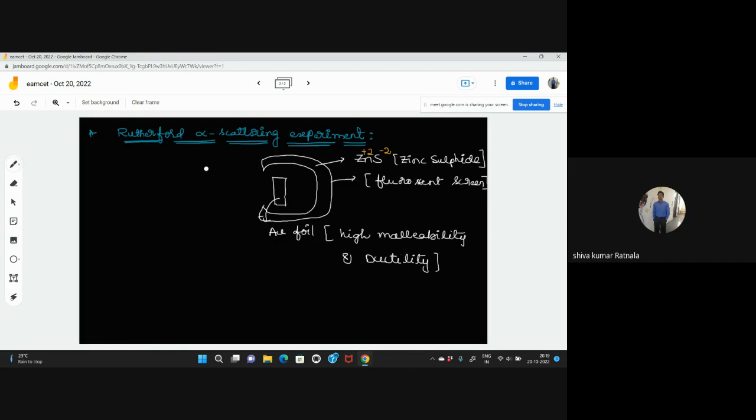Now he is taking one slit, and before that he is taking one source of alpha particles. This is the source of alpha particles.